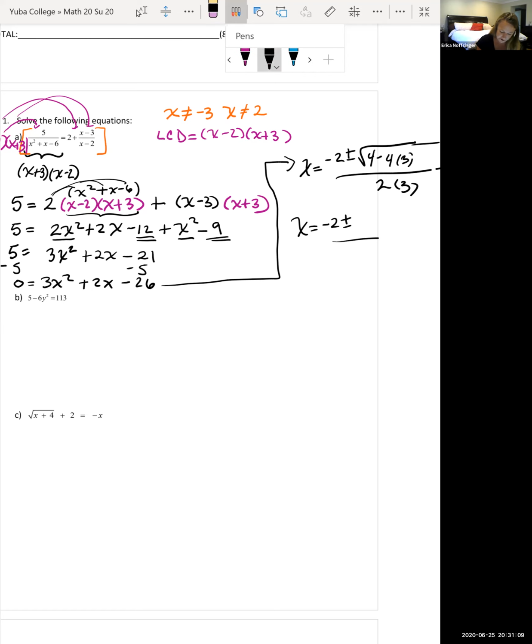So this was 4 times 3, because that's a negative 26, over 6. So 4 times 3 is 12. 12 times 26, that's 312. Positive 312, plus this 4, that's 316. Yeah, which is not a perfect square.